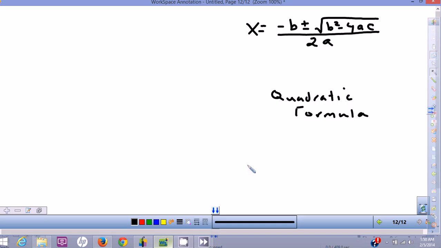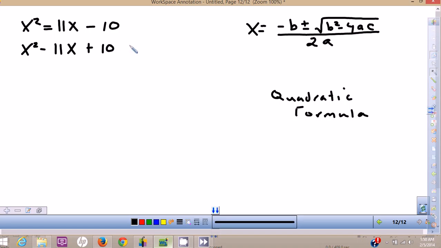So here's our first quadratic: x squared equals 11x minus 10. The first thing to know about the quadratic formula is that it needs to be in standard form. So we're going to need to move this 10 back over to the other side of the equal sign in order to use the quadratic formula. Once we do that, we have x squared minus 11x plus 10 equals 0.